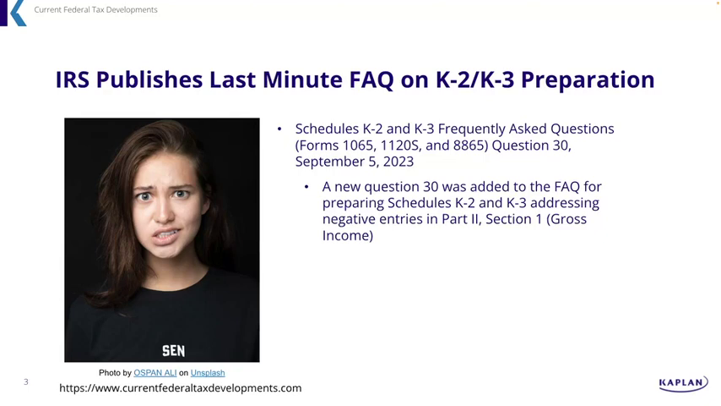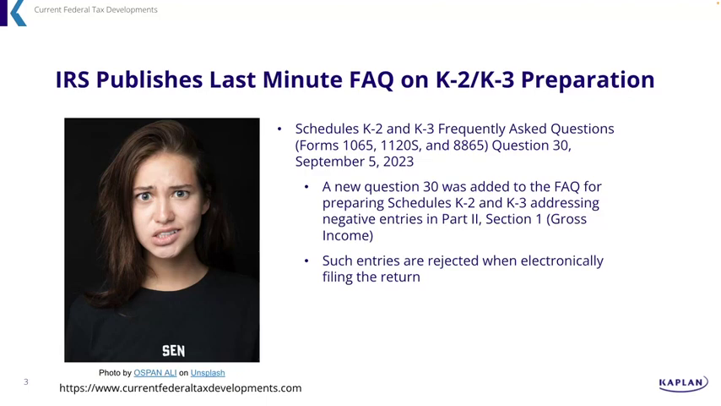And for those of you who don't have all the parts memorized, Part 2 deals with the foreign tax credit, and Section 1 deals with gross income items. And this is where at least some people were apparently running into a problem that they thought the IRS needed to correct. If you put negative entries in any box in that area, so you try to enter it as a negative number, such entries were rejected when you tried to electronically file the return.